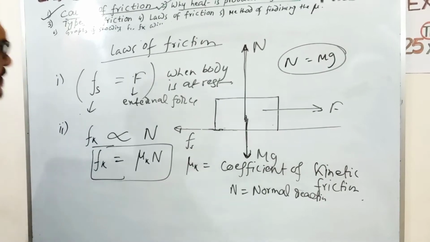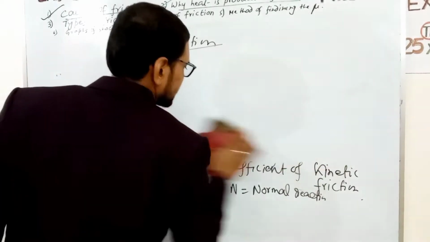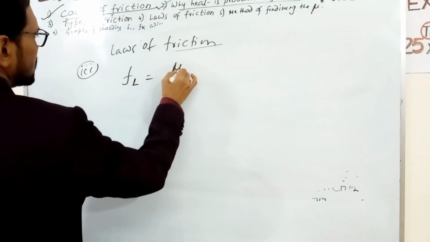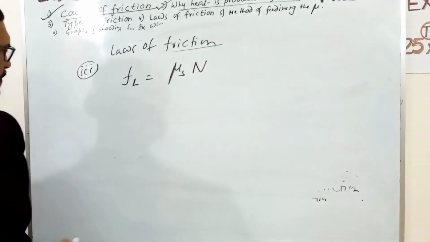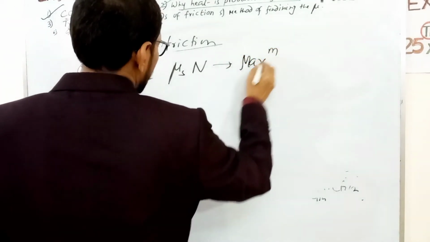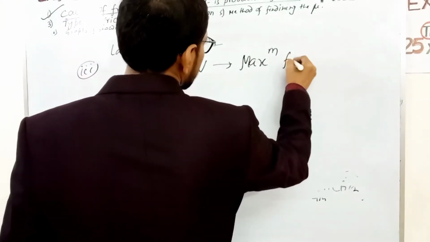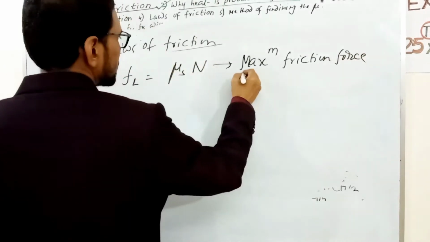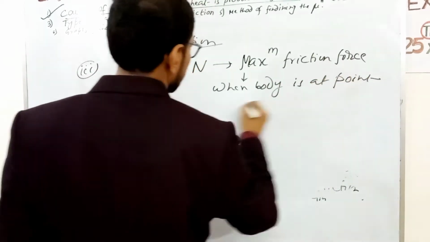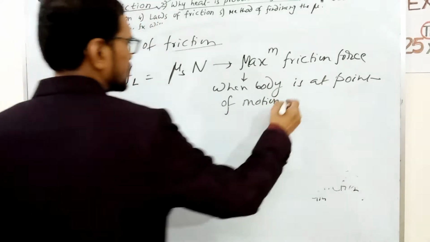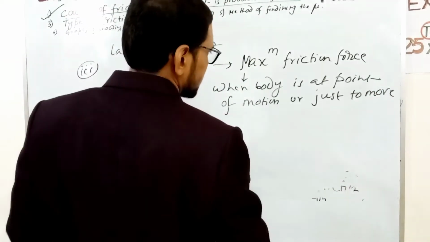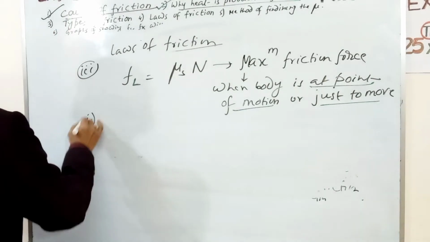The third formula is limiting friction. Limiting friction equals mu s into N, which is the maximum friction force. So among all the friction forces, limiting friction is maximum. It is the maximum friction force when the body is at the point of motion, or just about to move. When the body is at the point of motion, it means it just starts to move.